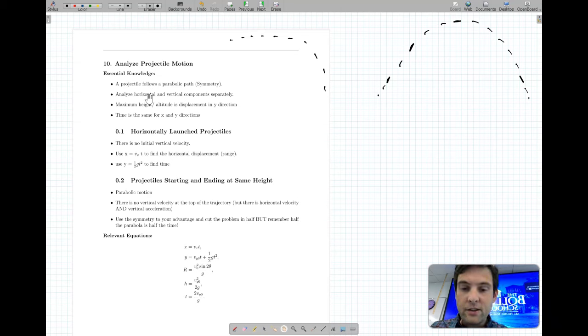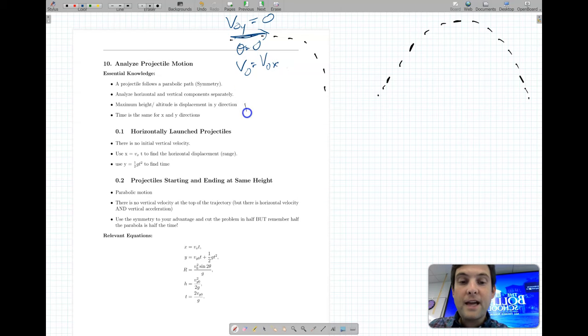For the horizontally launched projectiles, we have no initial vertical velocity. So our v naught y here is going to be equal to 0, because we're launched at an angle of 0. Whatever our initial velocity is times sine of 0, we're going to get 0. That means all of our initial velocity is our initial velocity in the x.